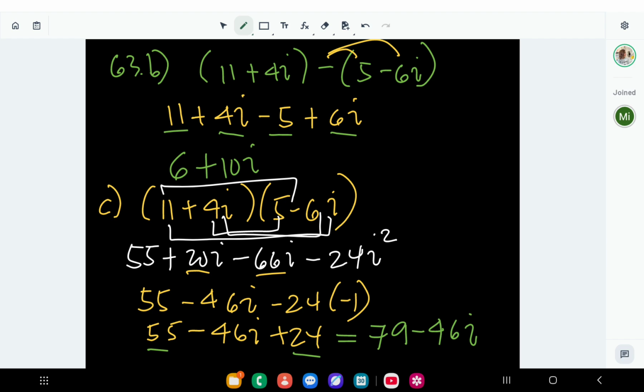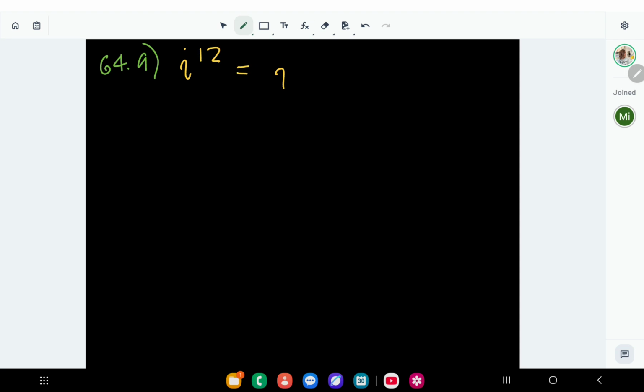Then 64, I'm looking for 64. Okay, 64 is here. 64a. Is that i to the 12? So i to the 12 can be written as i to the 4 cubed. What is i to the 4th again? 1. 1 cubed is 1. So i to the 12 is just 1.